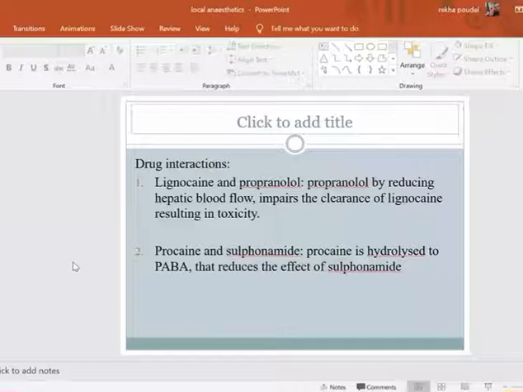Another drug interaction is with procaine. When it is given along with the sulfonamide group of drugs, procaine is hydrolyzed to PABA, and that reduces the effect of sulfonamide. So this is all about the local anesthetic drugs.